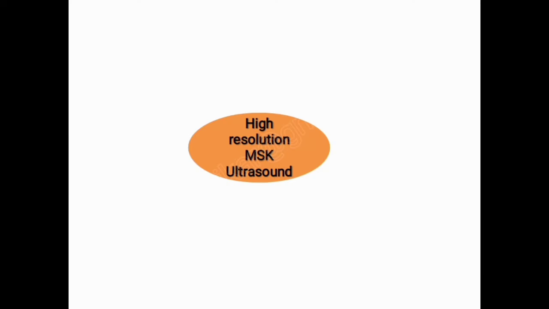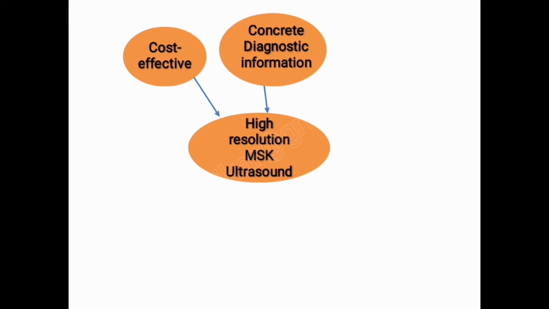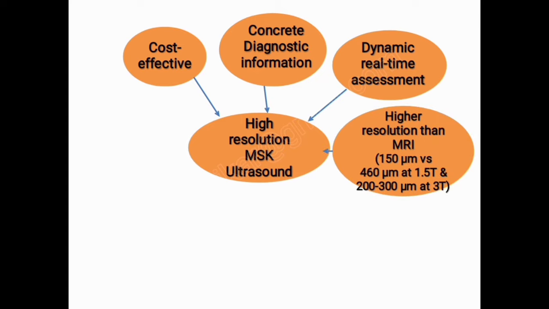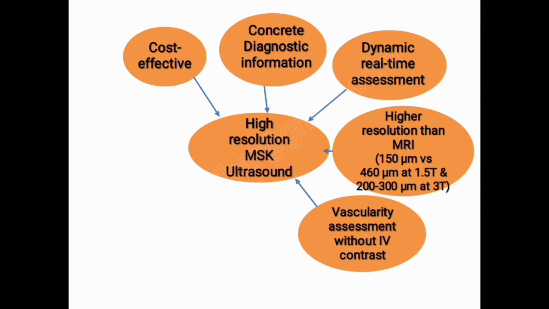So in experienced hands, high resolution MSK ultrasound is very cost effective, allows concrete diagnostic information. Most importantly, it allows dynamic real-time assessment, which is not possible with MRI or any other imaging modality. It has got higher resolution. This is another bonus point than MRI. 150 microns as compared to 460 microns at 1.5 Tesla and 200 to 300 microns at 3 Tesla.